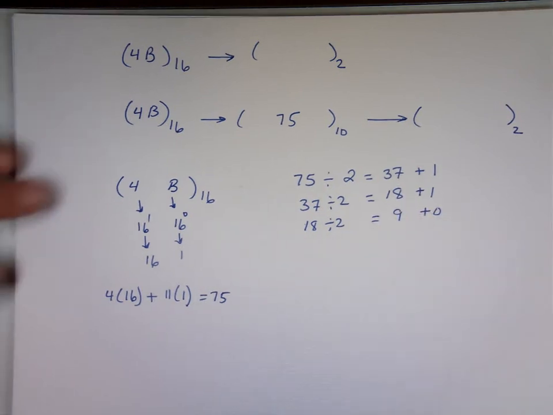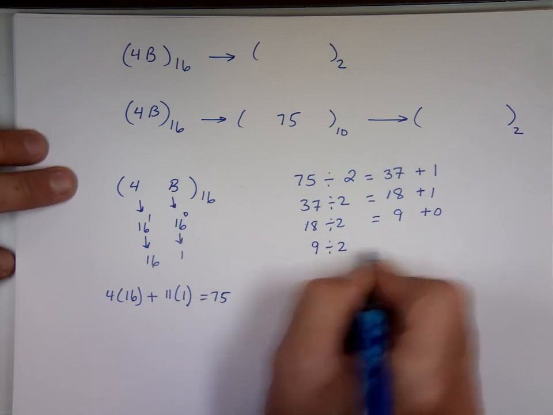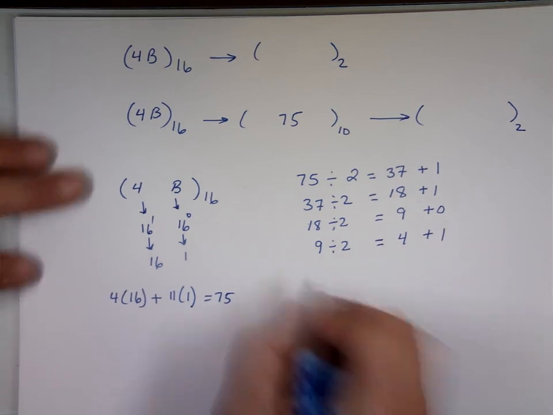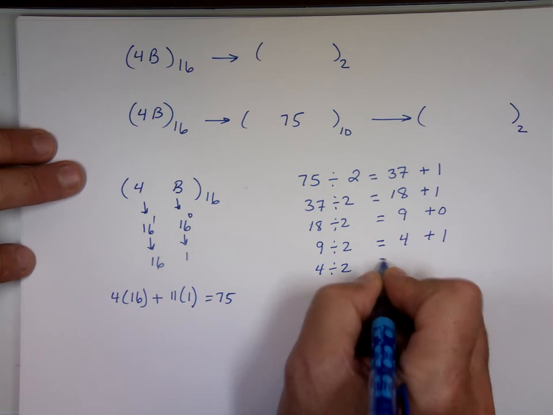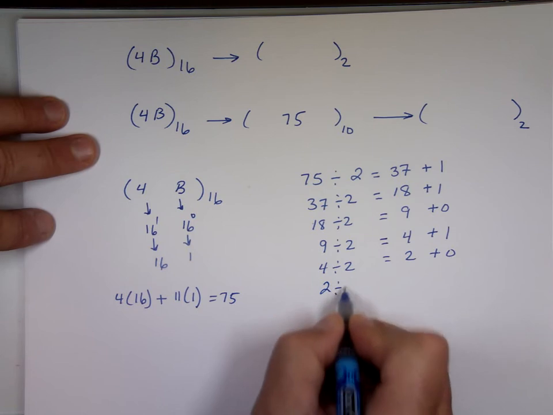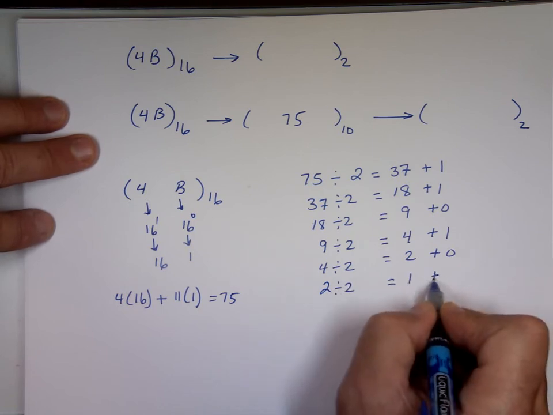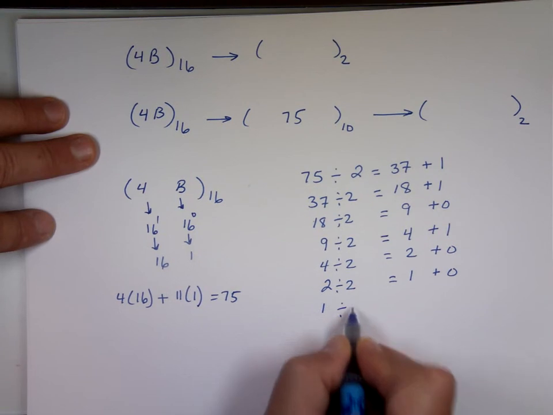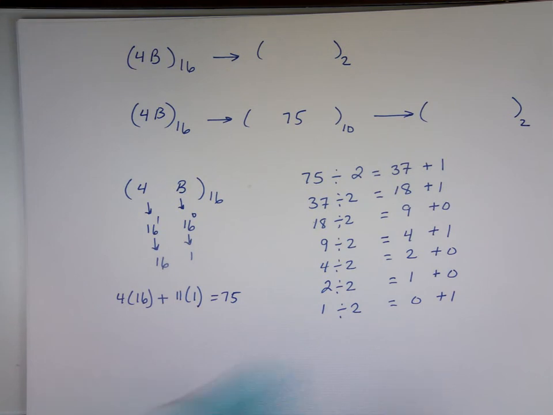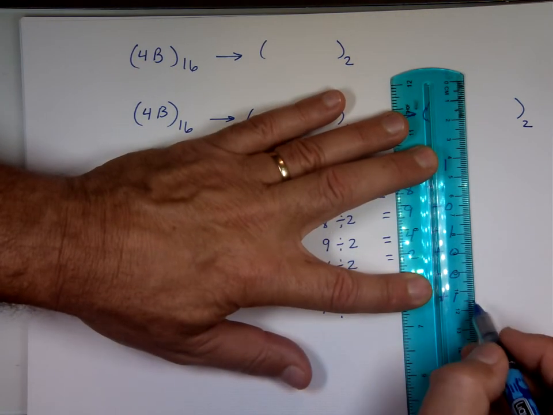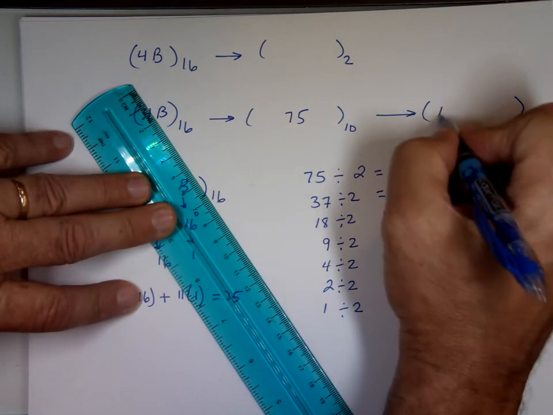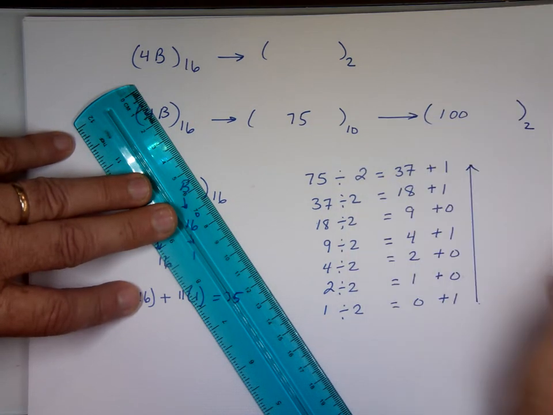9 divided by 2. 4 remainder of 1. 4 divided by 2. 2 remainder of 0. 2 divided by 2. 1 remainder of 0. 1 divided by 2. 0 remainder of 1. And that'll be 1 0 0 1 0 1 1.